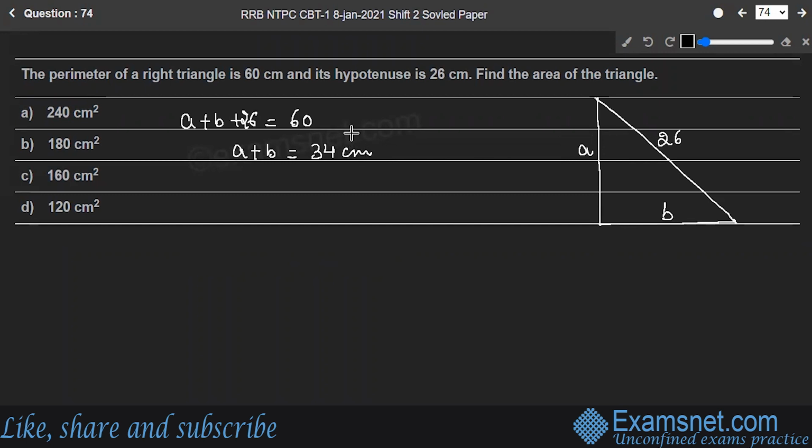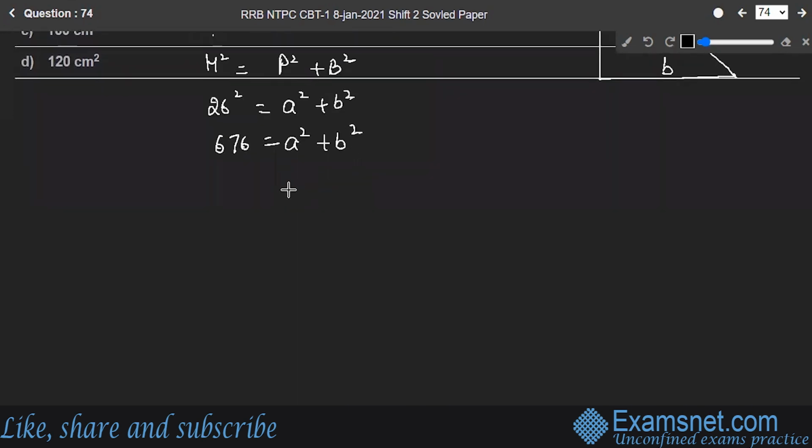So next thing, you know one more thing, that 26 hypotenuse square is equal to perpendicular square plus B square, that is 26 square is equal to A square plus B square. So 26 square is equal to 676 is equal to A square plus B square. A square plus B square can be written as A plus B whole square minus 2AB. This is 676.